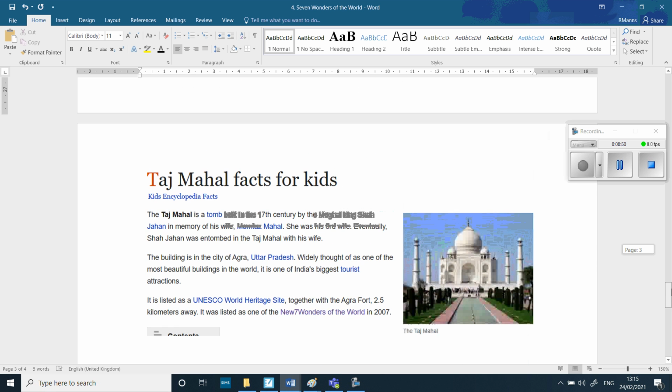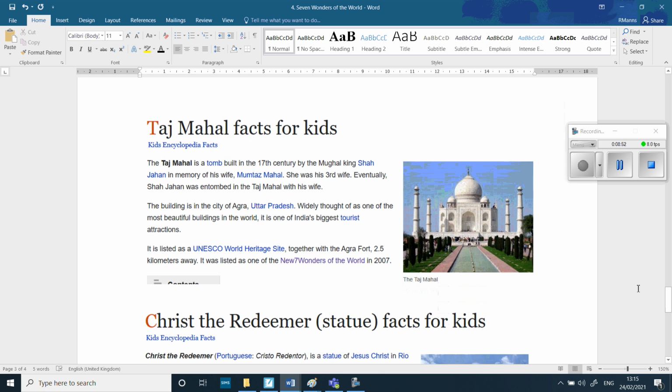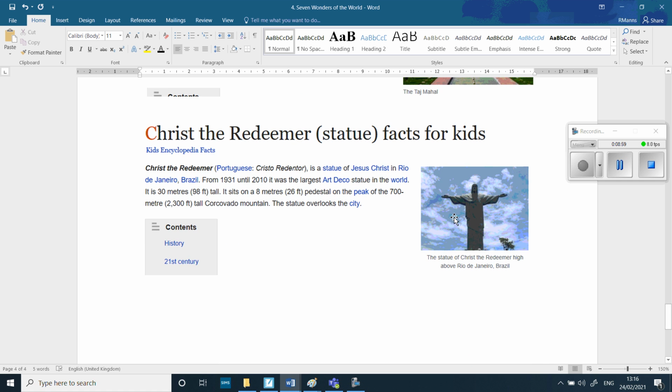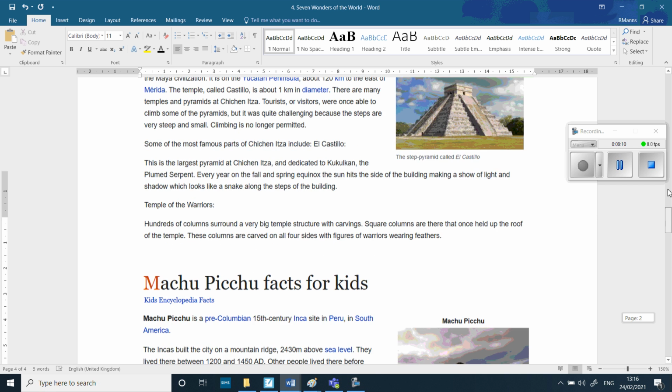And then 2 more. You've got the Taj Mahal in India. Many of you recognise that one, a beautiful historic building. And then finally, the Christ the Redeemer statue, which is in Brazil, in Rio de Janeiro, the humongous statue. It says that it's 30 meters tall. Now, they are the 7 wonders of the world.